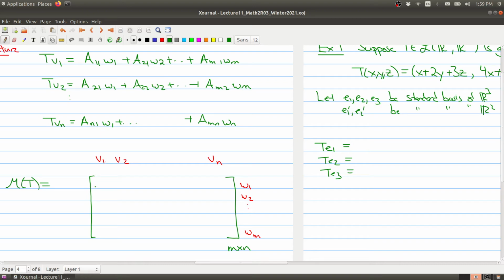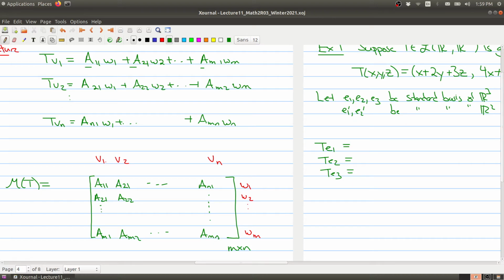So in the first column, I'm going to put A11, A21, all the way down to AM1. So you can think of this as V1 gets sent to A11 times W1 plus A21 times W2 plus all the way down. So I'm keeping track of all the coefficients. Now V2, where does it get sent? Well, the important pieces of information are right here, A12, A22, all the way down to AM2. And we fill in the rest of the matrix in a similar fashion.